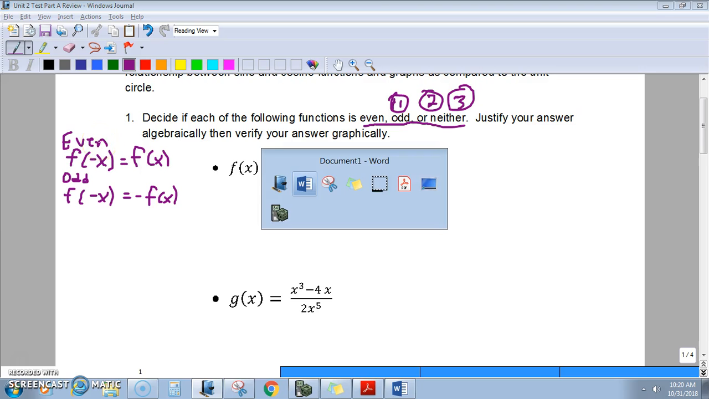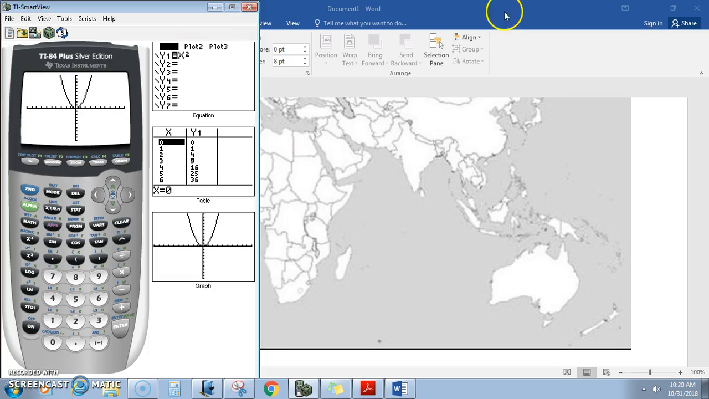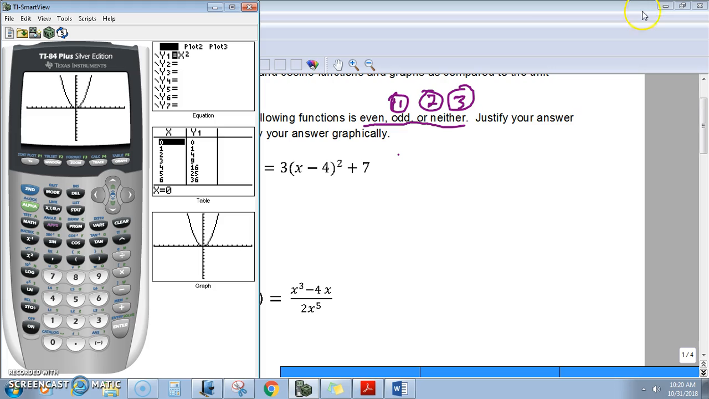So what does this look like in an actual graph? I've graphed x squared. This is a basic even function. If we look at the table, you can see if I put in a negative x, -3, I get +9. It's the same thing as if I had put in the original 3, I still get +9.